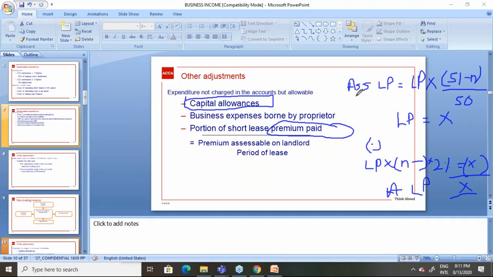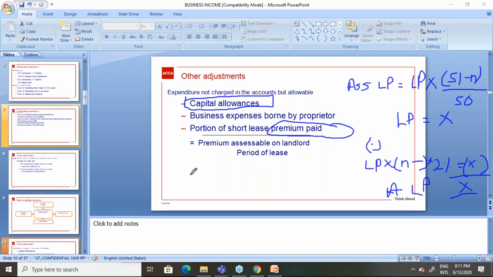Here you calculate the assessable lease premium and you pay taxes if you are the landlord. But this is the opposite of that. Here we are the people who have paid the lease premium. We are not the landlord. We are not the people who have received the lease premium. In that case, it is an expenditure for us. But here you are permitted to deduct it as an allowable expenditure over the lifespan of the lease.